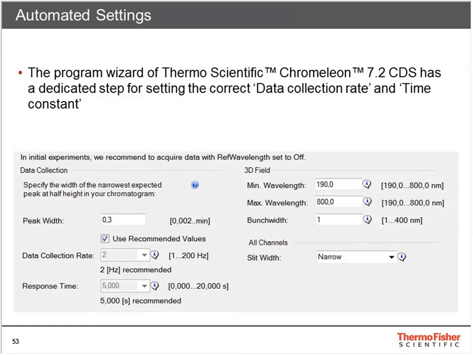If you use Thermo Scientific Chromeleon 7.2 CDS, the program wizard has a dedicated step for setting the correct data collection rate and time constant. If you use this, you will get better chromatography, and if you don't believe me, at least try it once.